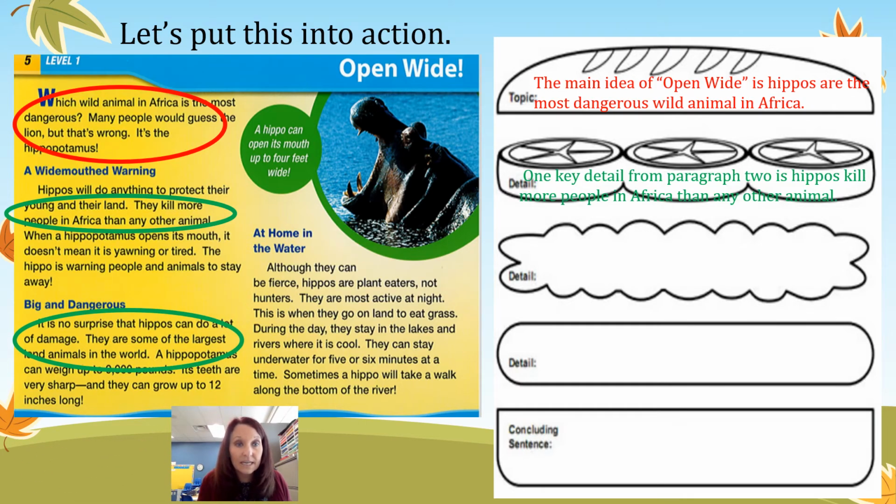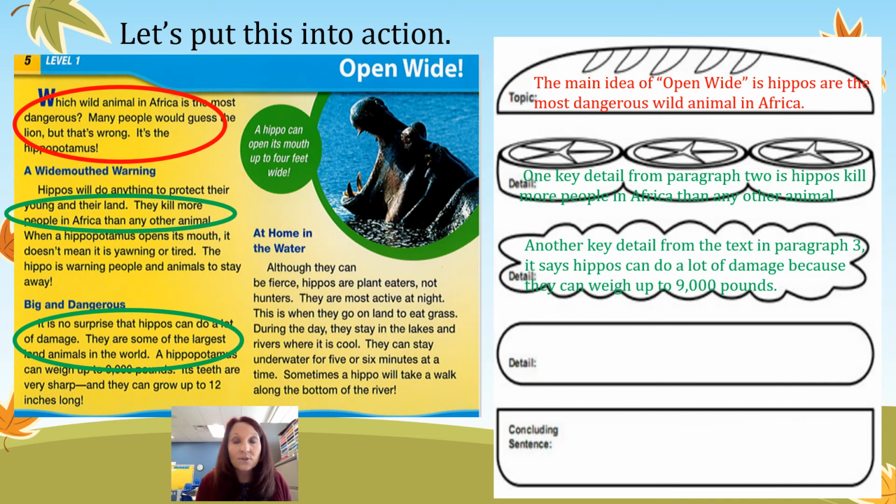So let's look at another key detail. I circled down here, and so in the graphic organizer I wrote another key detail. Notice I use that transition word, another. So another key detail from the text in paragraph 3. So this is how I'm citing my evidence. I'm saying I found it in paragraph 3. It says hippos can do a lot of damage because they can weigh up to 9,000 pounds. So that's another key detail on why hippos are dangerous, which is our main idea.